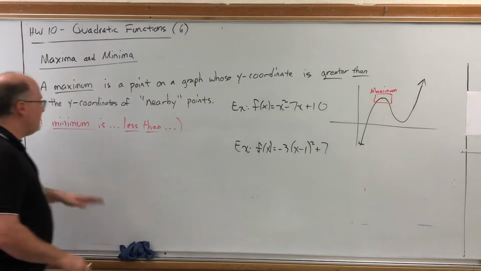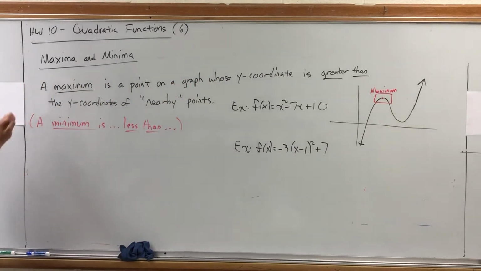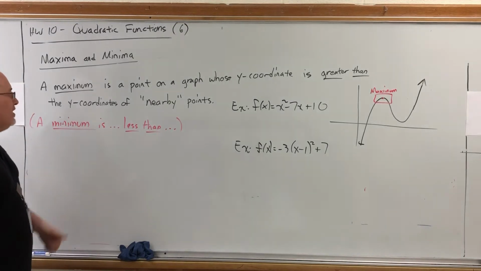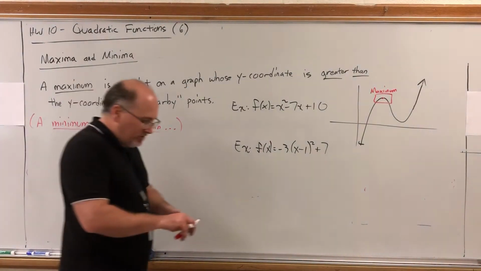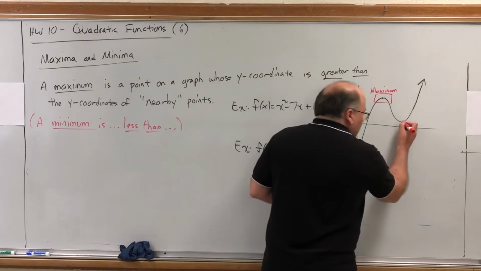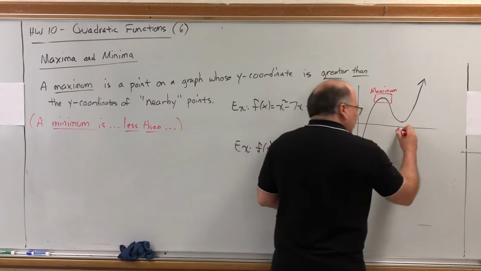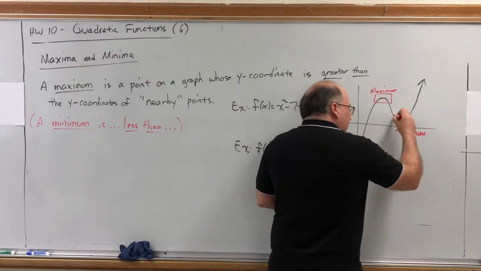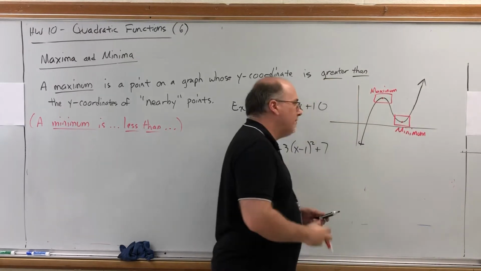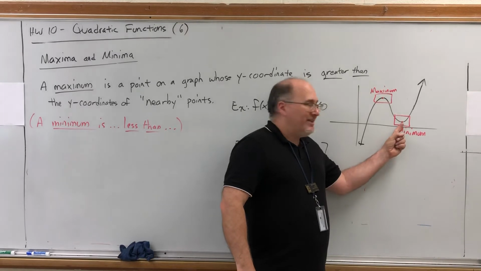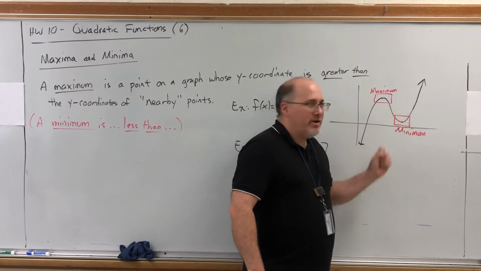And similarly, without writing the whole definition, a minimum is a point on a graph whose y-coordinate is less than the y-coordinates of nearby points. Do you know where the minimum on this graph is? Right about there. That's a minimum. Why? Because if we take a snapshot of the graph around that point, the y-coordinate of this point is less than the y-coordinate of every point near it.